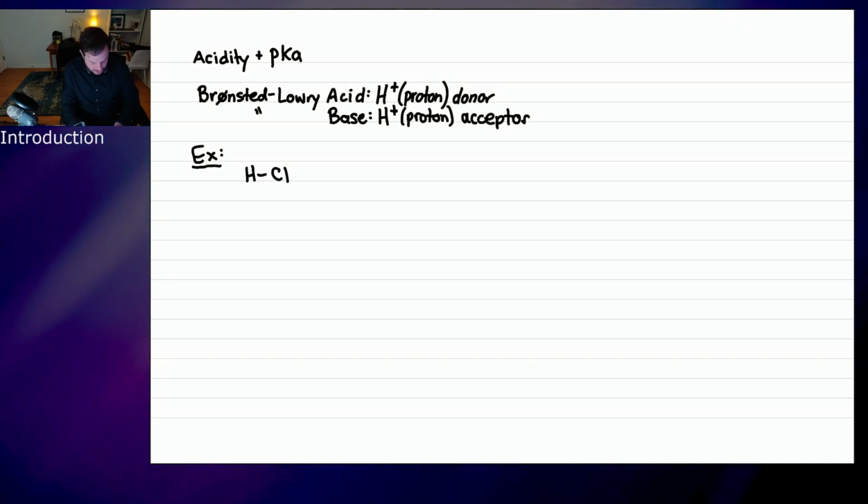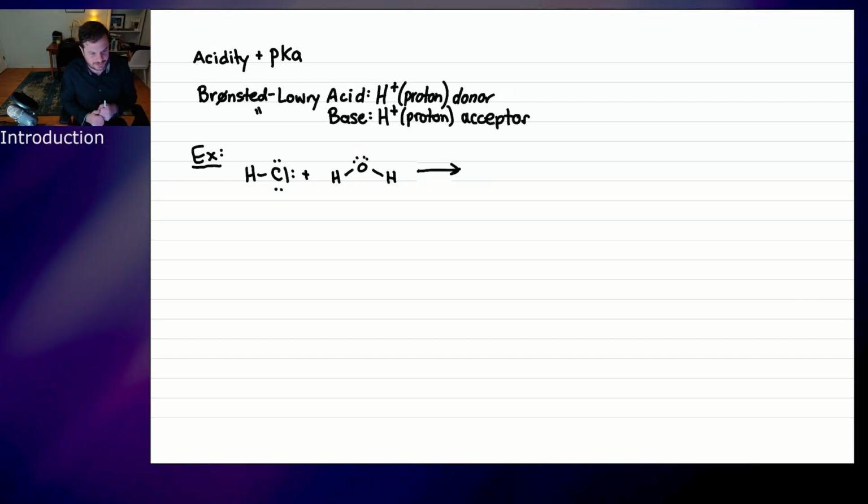Hydrochloric acid plus water, and I'll draw in the lone pairs, produces. Oftentimes these acid-base reactions are represented with equilibrium arrows, but I don't care about that. If you just want to use a regular arrow, that's fine by me. This is not general chemistry. This is organic chemistry. It really doesn't matter.